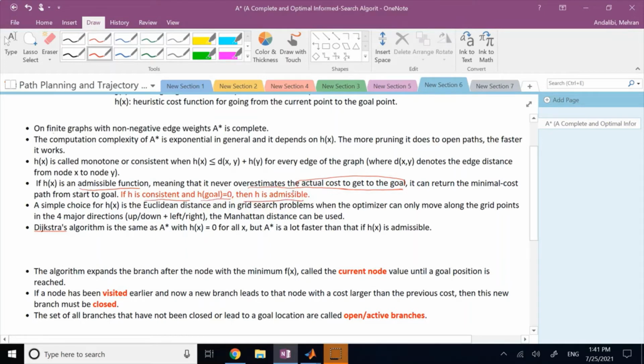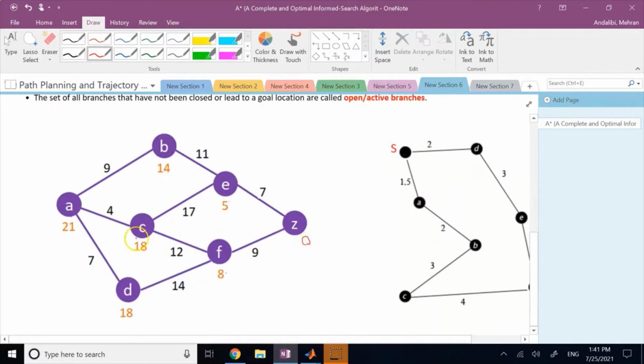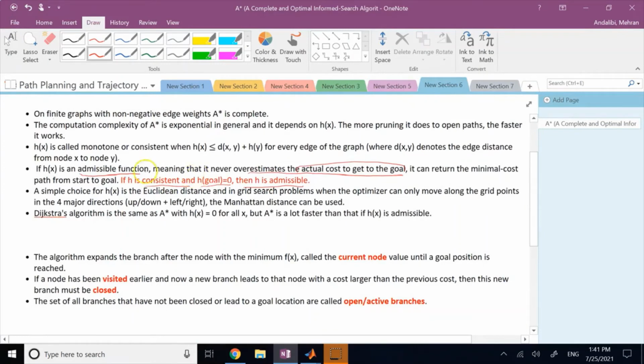Admissible. So when can I assure optimality? When H is consistent, like we just checked it was, and H at the goal was what? 0. So for this case, if we run A star, it should definitely return what? An optimal solution, and we'll see that. Okay, so this admissible definition, again, it's a nice definition, but it is not so practical. We better go with the fact that if H is consistent and at the goal is 0, then it means optimality. Good.